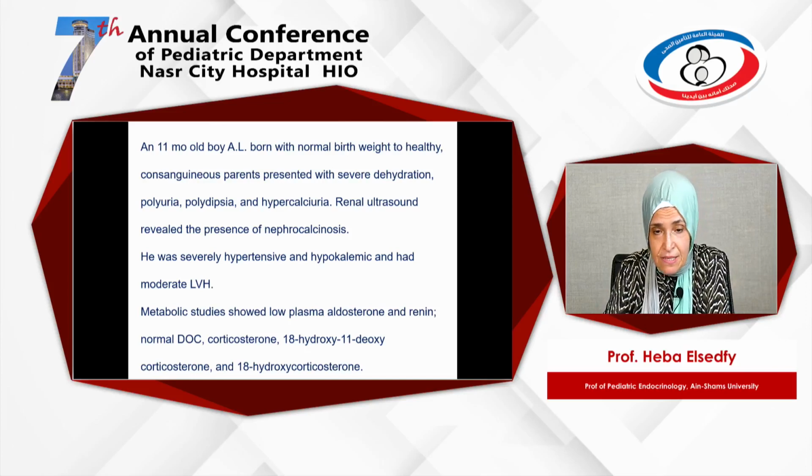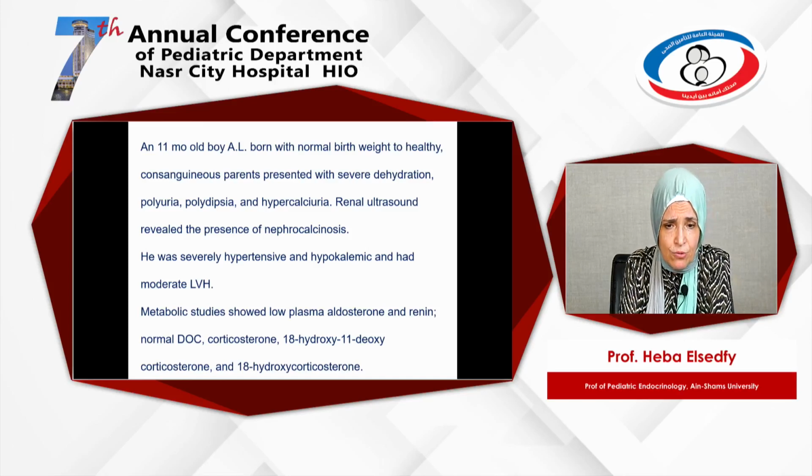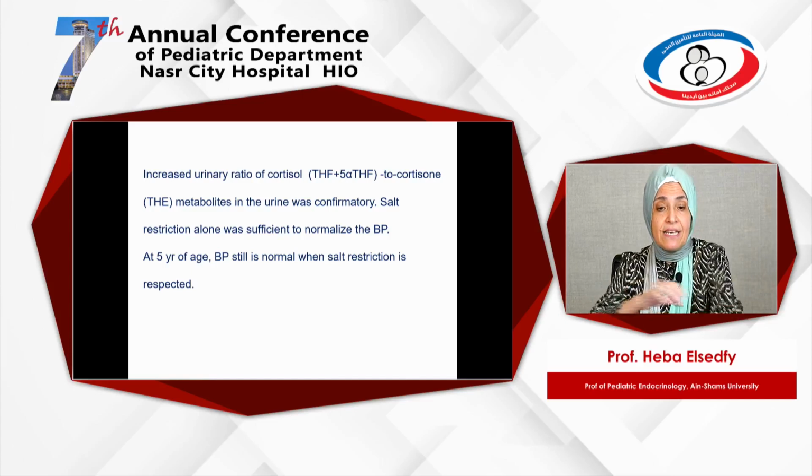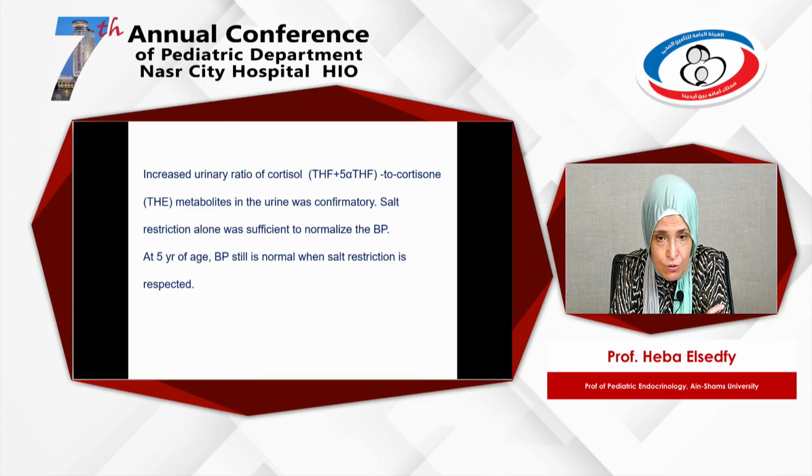The very striking features in this case are the presence of nephrocalcinosis, polyuria, polydipsia, and hypercalciuria. It was found that he had an increased urinary ratio of cortisol to cortisone metabolites in the urine, which was confirmatory for apparent mineralocorticoid excess. The absence of the enzymatic activity of the 11 beta hydroxysteroid dehydrogenase gene and the hypokalemia were found to result in excessive calcium excretion by the kidneys with hypercalciuria and nephrocalcinosis. So we have two causes of hypertension that are associated with nephrocalcinosis, that is the apparent mineralocorticoid excess syndrome and Gordon syndrome. Salt restriction is usually sufficient to normalize blood pressure in this condition.